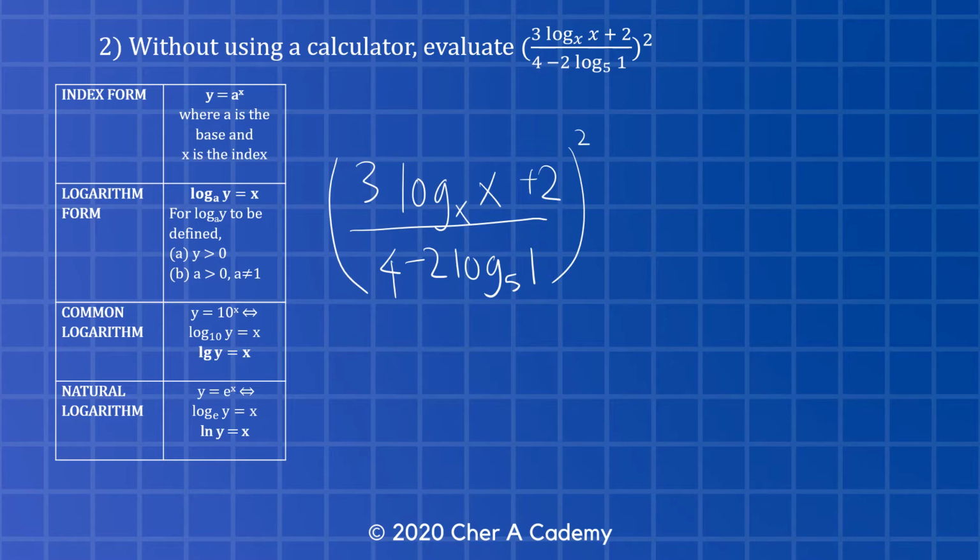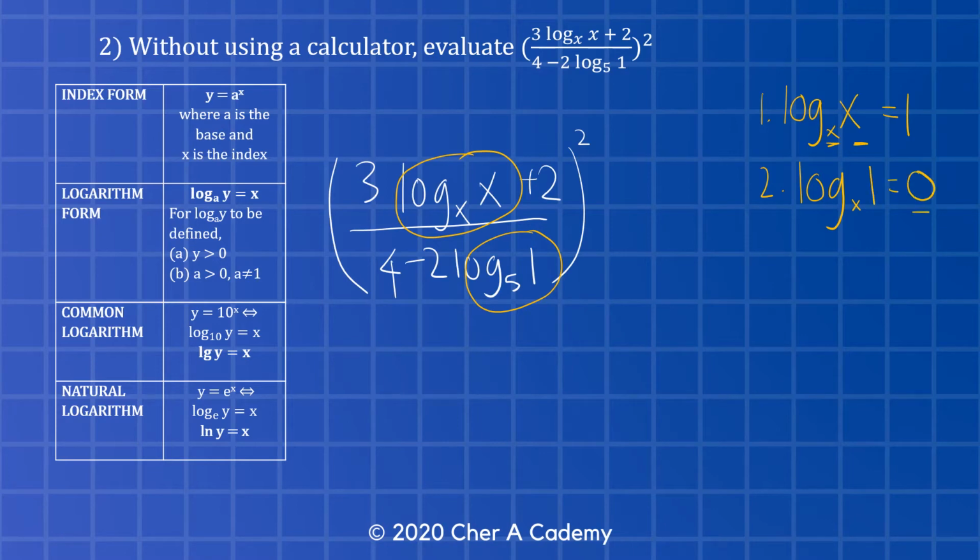So we are actually staring at two special logs here. This log here and this log here. If you remember earlier on, we went through two special logs. So if I have log base x of x, as long as these two are the same numbers, they will get me 1. The other special log that we went through is also log whatever base I get. As long as I'm logging 1, my answer is always 0.